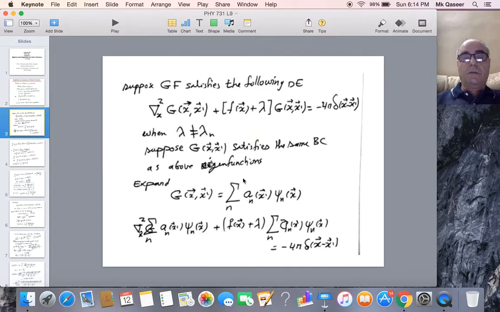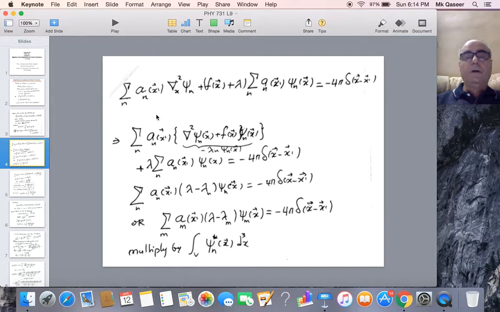G of x, x prime is the summation of a sub n of x prime psi sub n of x, and then substitute this expression for G in this equation, which is del squared G plus such and such equals minus 4 pi delta of x minus x prime. Now perform the calculation, we get this expression for a sub n. The operator acts on psi because psi is a function of x and the differentiation is with respect to x, so we get this expression.